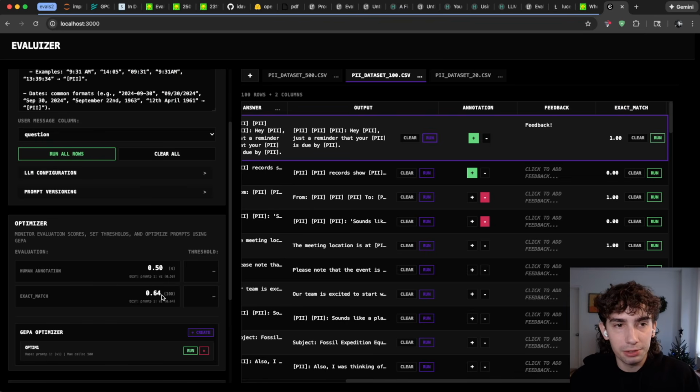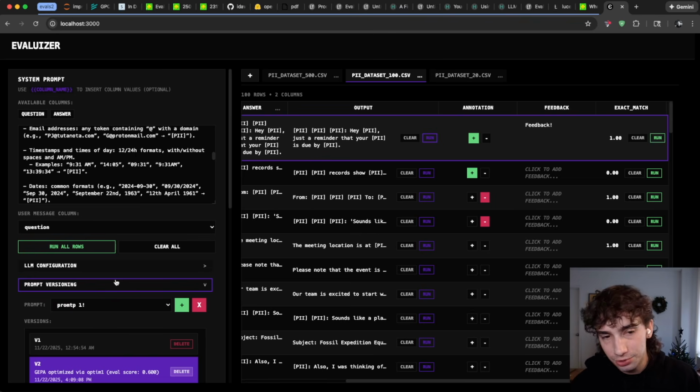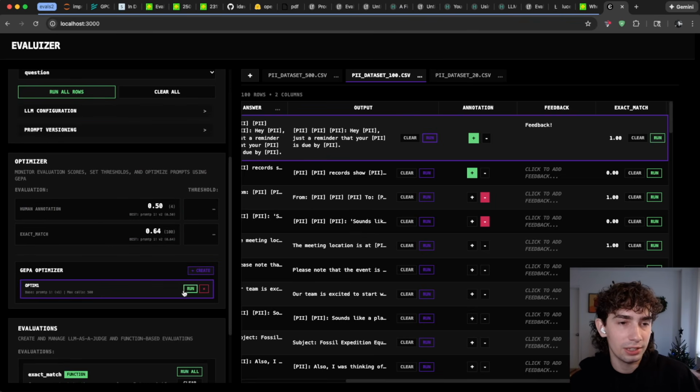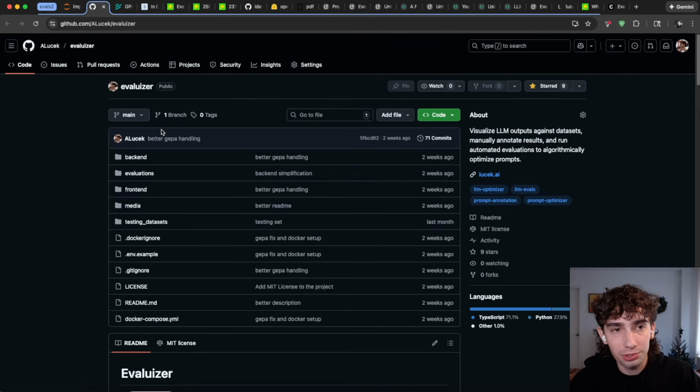At the same time, I can very easily use things like versioning to keep track of what prompts I'm using, as well as see how my different metrics are performing across various prompts and datasets. As a plus, I've also implemented an algorithmic prompt optimizer, which we'll talk about here in a second. If you're interested in using the platform yourself, you can check it out on GitHub. I'll have it linked in the description below.